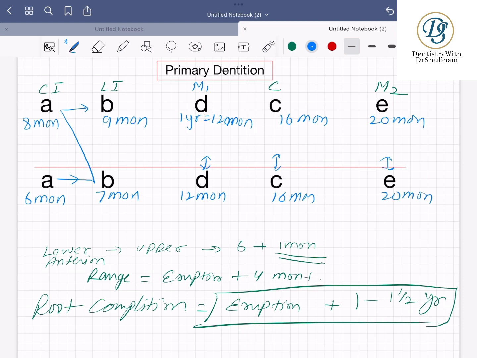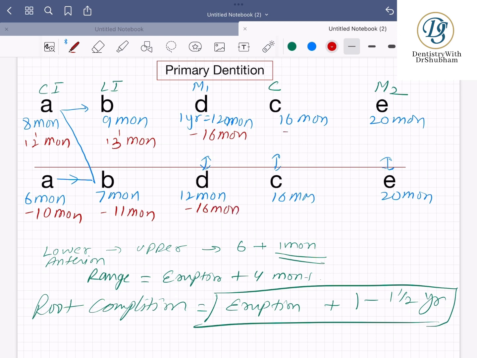What will be the range? Range, very simple. 6 to 10 months, just add 4. 7 to 11 months, just add 4. 8 to 12 months, just add 4. 9 to 9 plus 4, 13 months. Same here: 12 months to 16 months, 12 months to 16 months, just add 4.